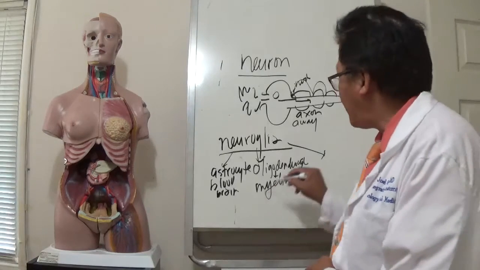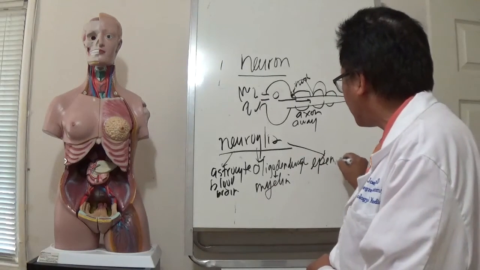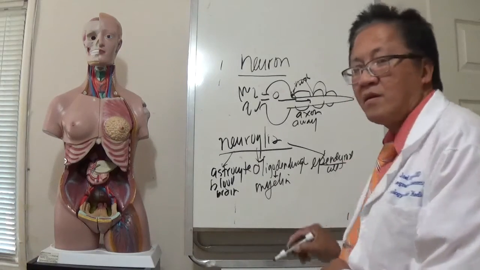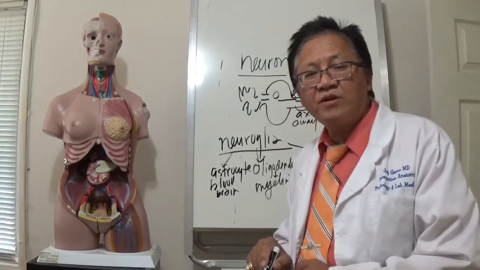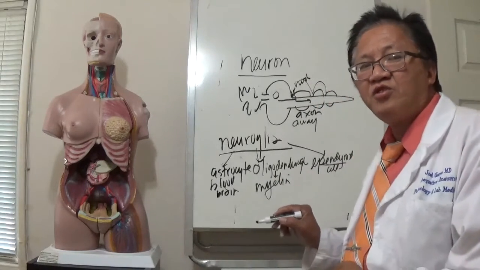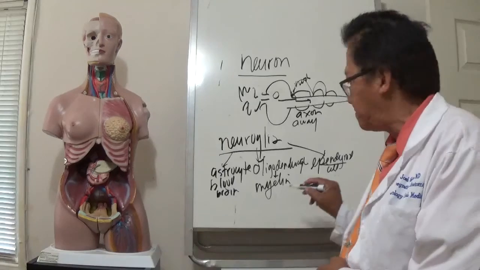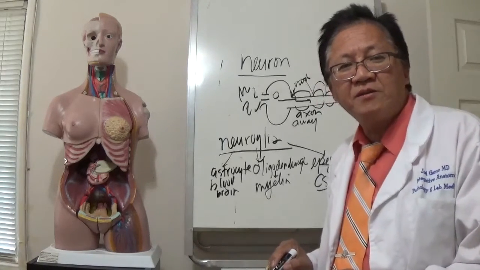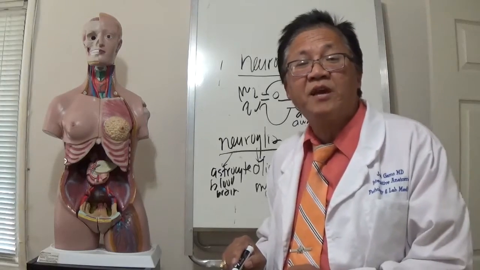The other one is called the ependymal cells. The ependymal cells are important neuroglial cells because they are responsible for the formation of your cerebrospinal fluid. Cerebrospinal fluid is important because it also helps protect the human brain.